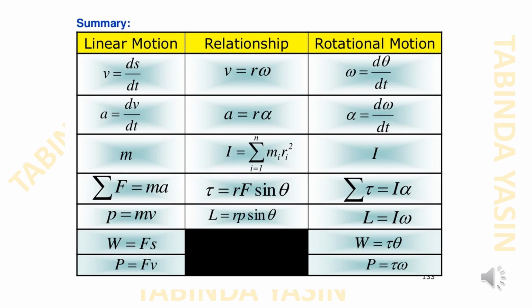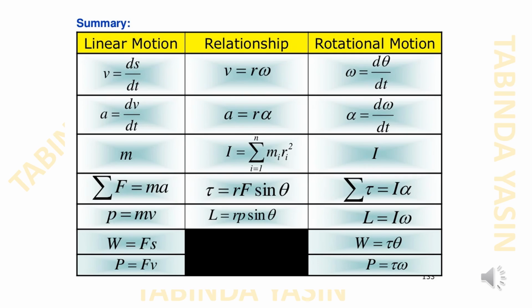Here is a summary of the topic. For linear motion, velocity is v equal to ds over dt, with the relationship to angular velocity v equal to r omega, and for rotational motion angular velocity is omega equal to d theta by dt. For linear motion, the acceleration is dv over dt, and for rotational motion, alpha is equal to d omega by dt. The relationship between linear and angular acceleration is a equal to r alpha.